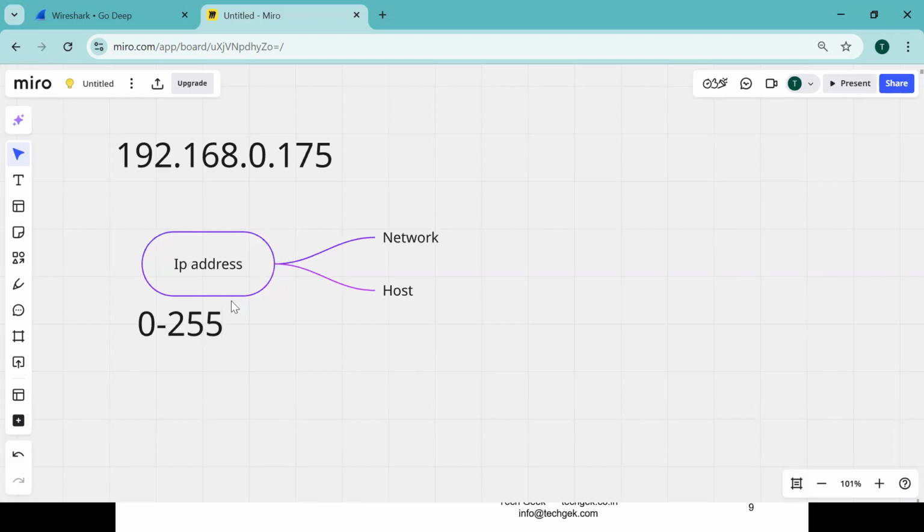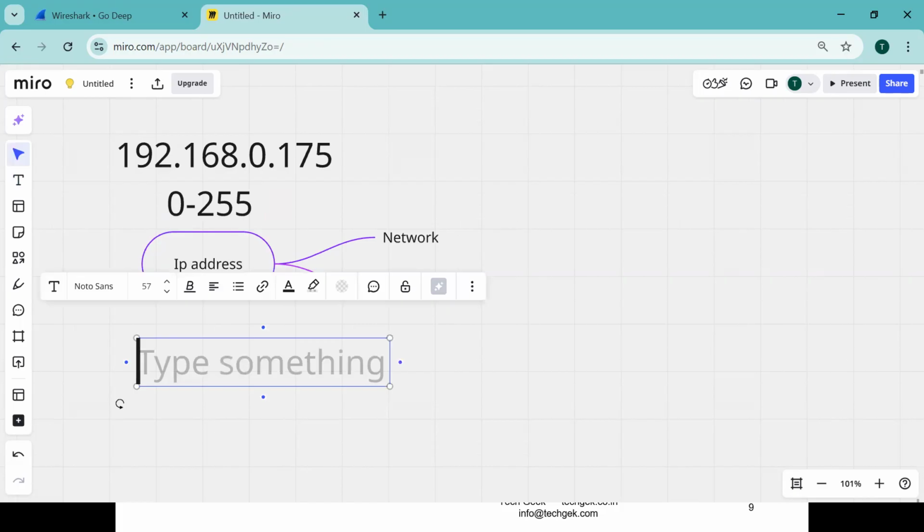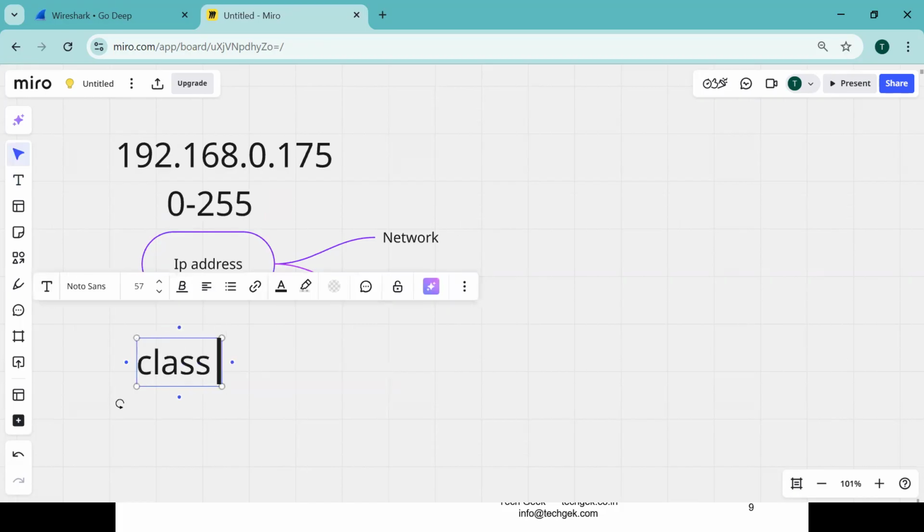So when I'm talking about those IP addresses, how are they divided? They are divided in the form of classes. There are different classes: class A, class B, class C, class D, and class E. So these are the classes we have.